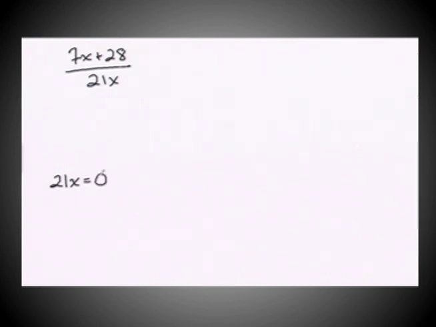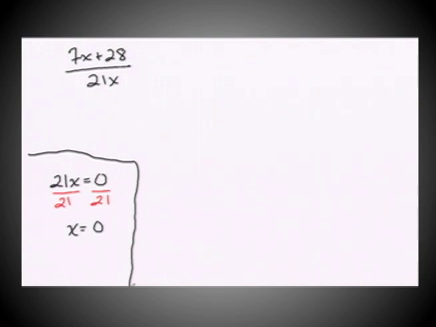So we set up the situation of the denominator equaling 0 to figure out what values we will not be able to plug in for x in this expression. And you can see 0 divided by 21 gives 0. So just as a side note, 0 is the excluded value for this rational expression.